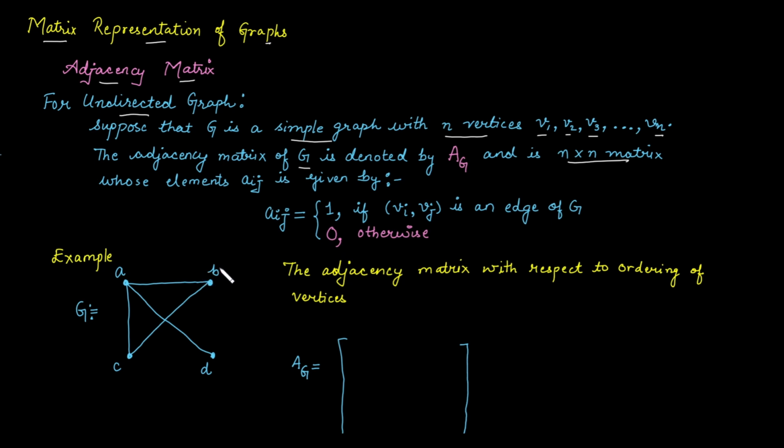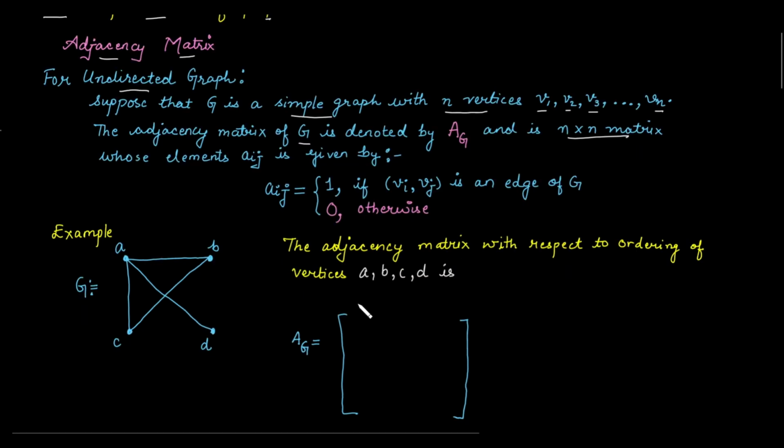For example, we need to write the adjacency matrix for this graph. Before that, we need to mention the ordering of the vertices. So the adjacency matrix with respect to the ordering of the vertices A, B, C, D is, so just write the ordering of this matrix column wise and row wise.